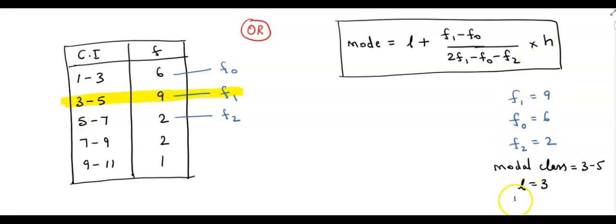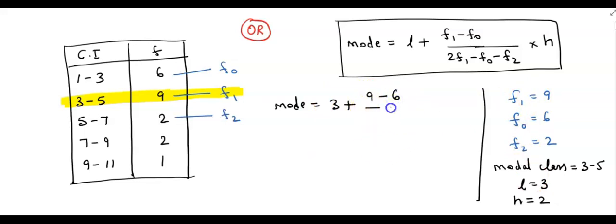And then we have to find H. For H, you do 3 minus 1 or 5 minus 3 or 7 minus 5. Any number you can do, like a2 minus a1. We do this in AP, right? Similarly 3 minus 1 is 2. This is called the size of the class interval. Now we just have to substitute these values. That is mode is equal to, what is L? L is 3, plus F1 9 minus F0 6, by 2 into F1 which is 9, minus F0 which is 6, minus F2 which is 2, into H which is 2.